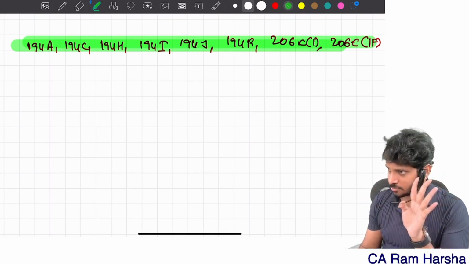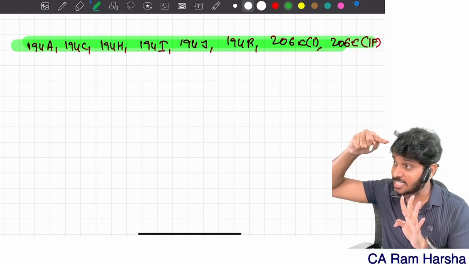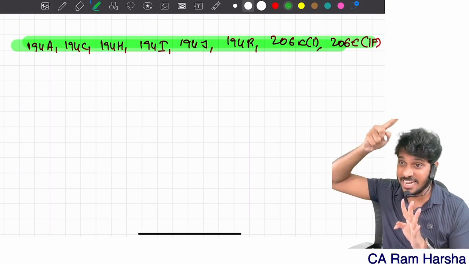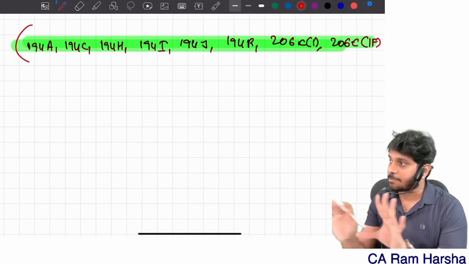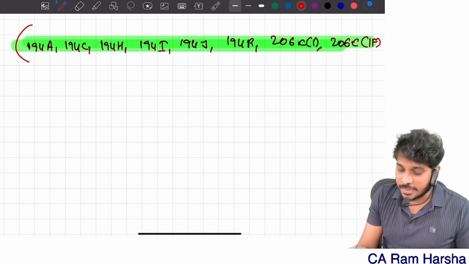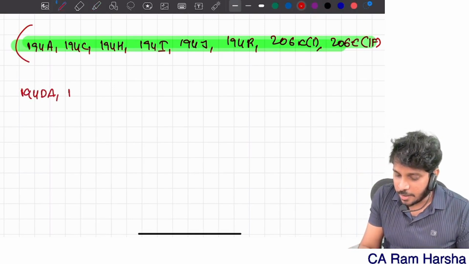individual and HUF. In case of individual and HUF, in the preceding year, turnover is more than 1 crore in business, or in profession gross receipts are more than 50 lakh. Then only these 8 sections apply. First point. Then 194DA, you know, amendment.